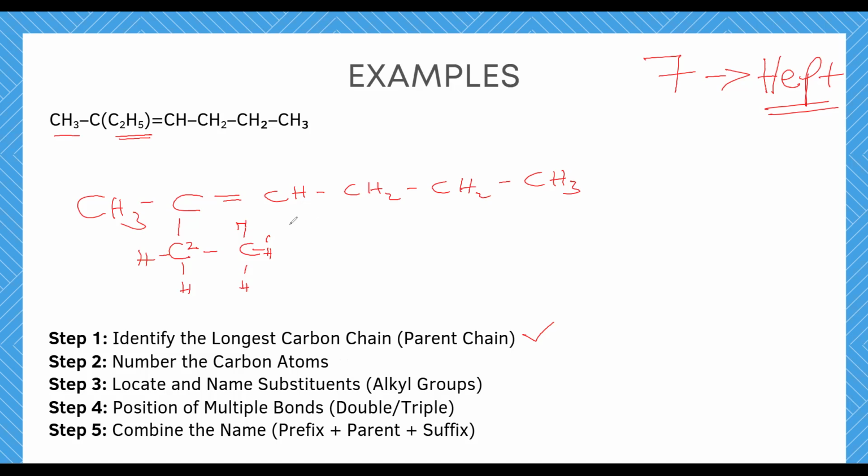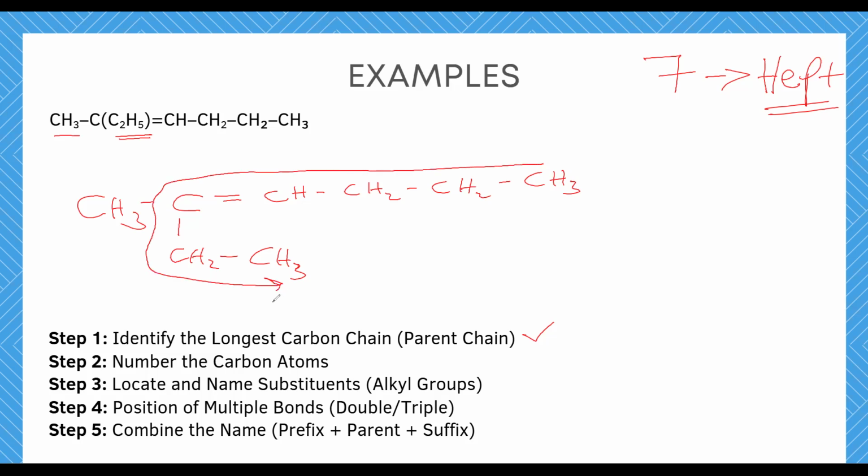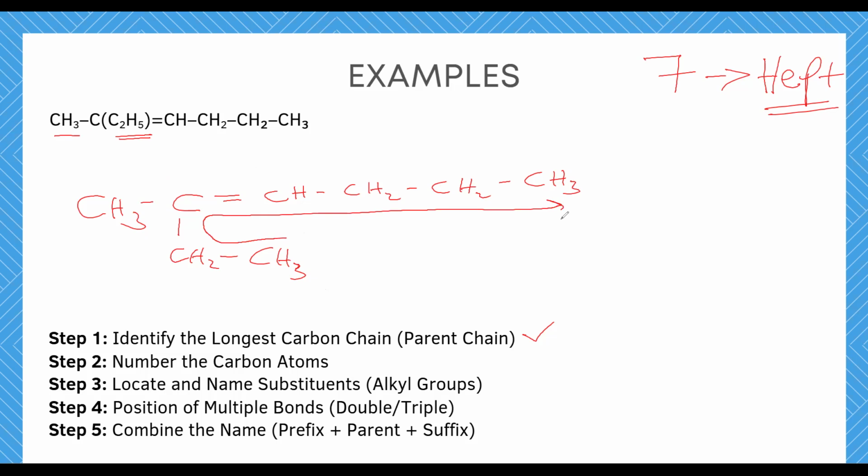Yes, sir. Good. So what direction are we going to start counting from? From the branch. Okay. So I have over here CH2 and I have over here CH3. Is that correct? So am I going to start counting from CH3 and then I'll go down and come here? Or I'm going to start counting from here and then I'll go up and come here. Where am I going to start counting from? Option one or option two?